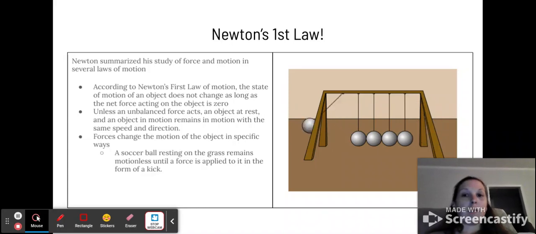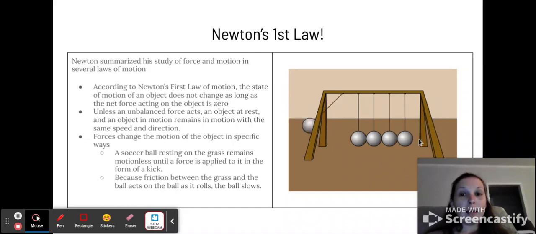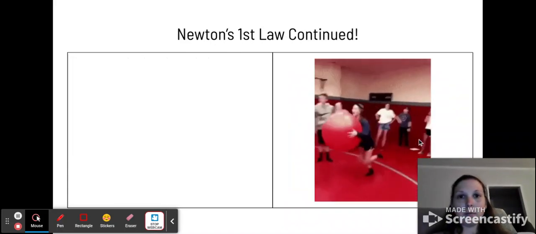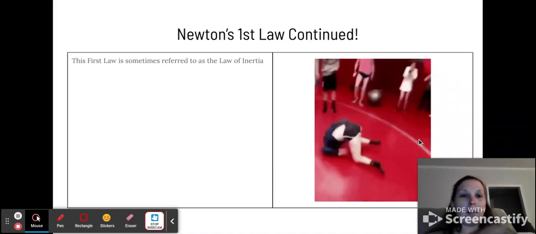So here you go. A ball resting in the grass remains motionless until a force is applied from a kick. And then because there's friction between the grass and the ball, it will roll until it slows down and eventually stops due to that friction. The force of friction will slow that ball and then stop it. So I like this little picture over here.